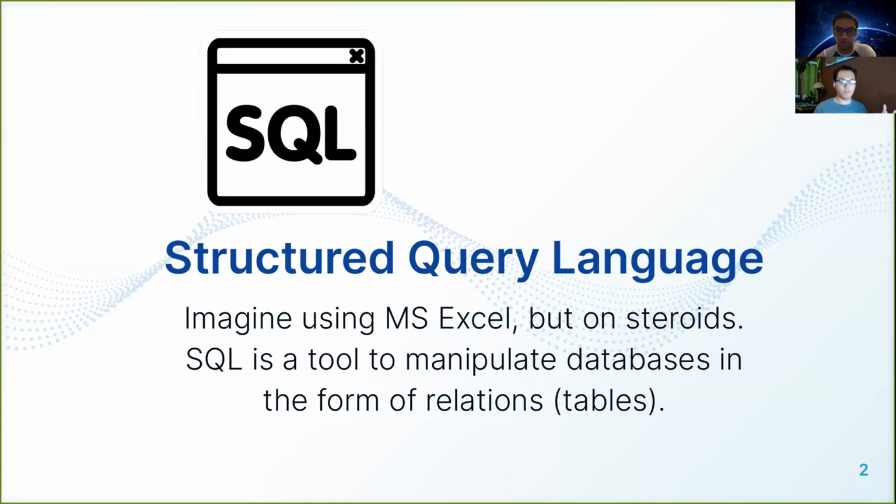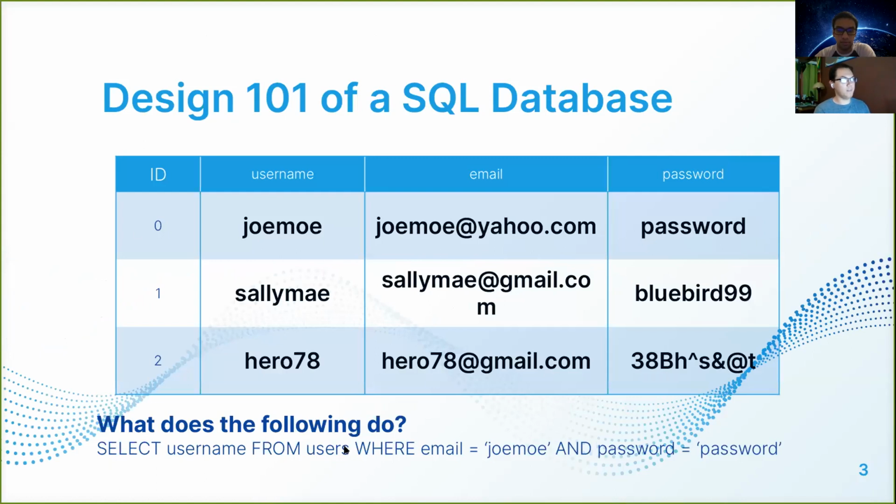Some of them are holding user data like passwords and emails. Other ones could be holding orders and all that. And you use SQL as a language to manipulate them so you can connect them and all that. This would be a super basic design 101 of an SQL database. You have 4 columns and 3 rows, and this would be a user table. So you have your usernames, emails, passwords on each row.